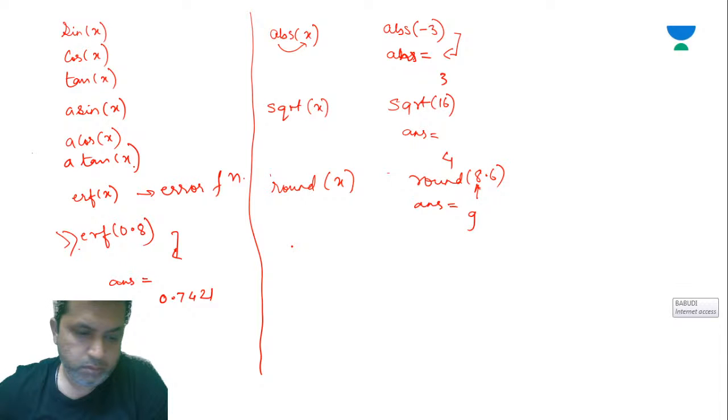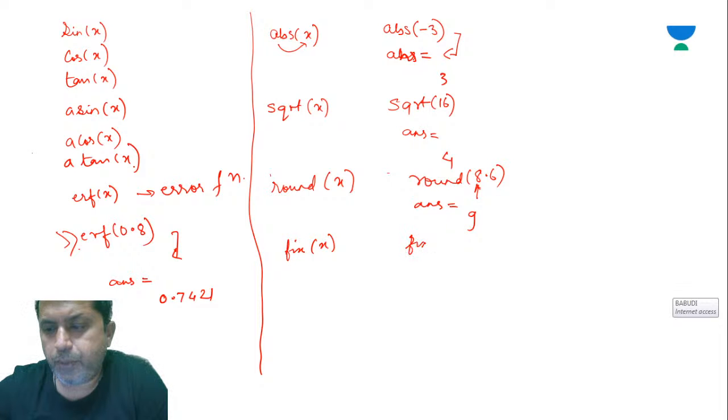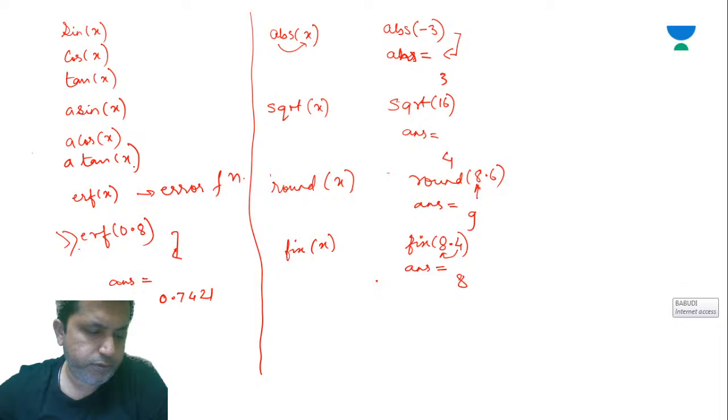Fix x. Okay, how does it work? Fix 8.4. So what it will do is it will round the value to the nearest integer. 8.4, the .4 is less than 5, so it will return answer 8. Next function is floor x.